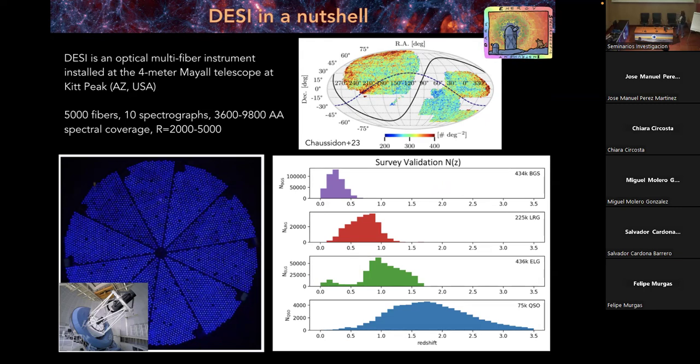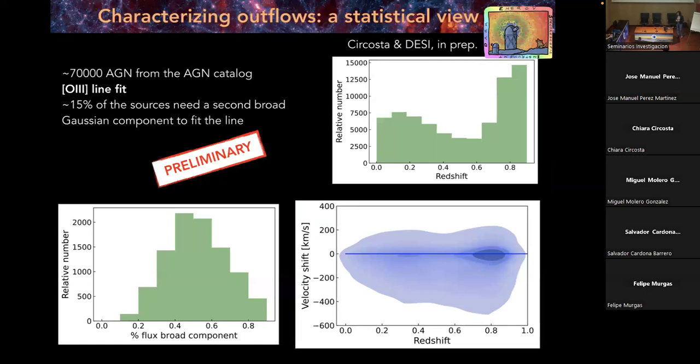So work that is ongoing in the collaboration is to build a large AGN catalog that is collecting all the AGN from all the target classes that are available. And to show you some results of what we are finalizing, we are taking the AGN catalog. In this case, it's 70,000 AGN.